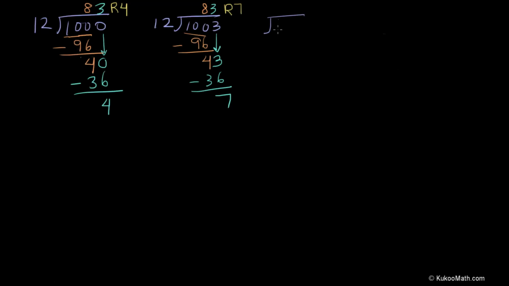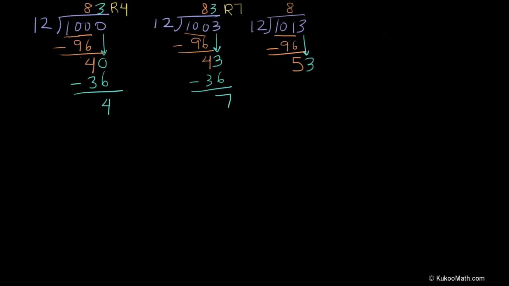Now let's try 1113 divided by 12. Now we know that the first 2 digits doesn't work, so we're going to look at the first 3 digits again. And since it's just one more than 100, we know that it's also still going to be 8, and we put that above the 1. 12 times 8 is 96. We subtract, and we get 5. Now the next step is to bring down the 3. So now we have 53.